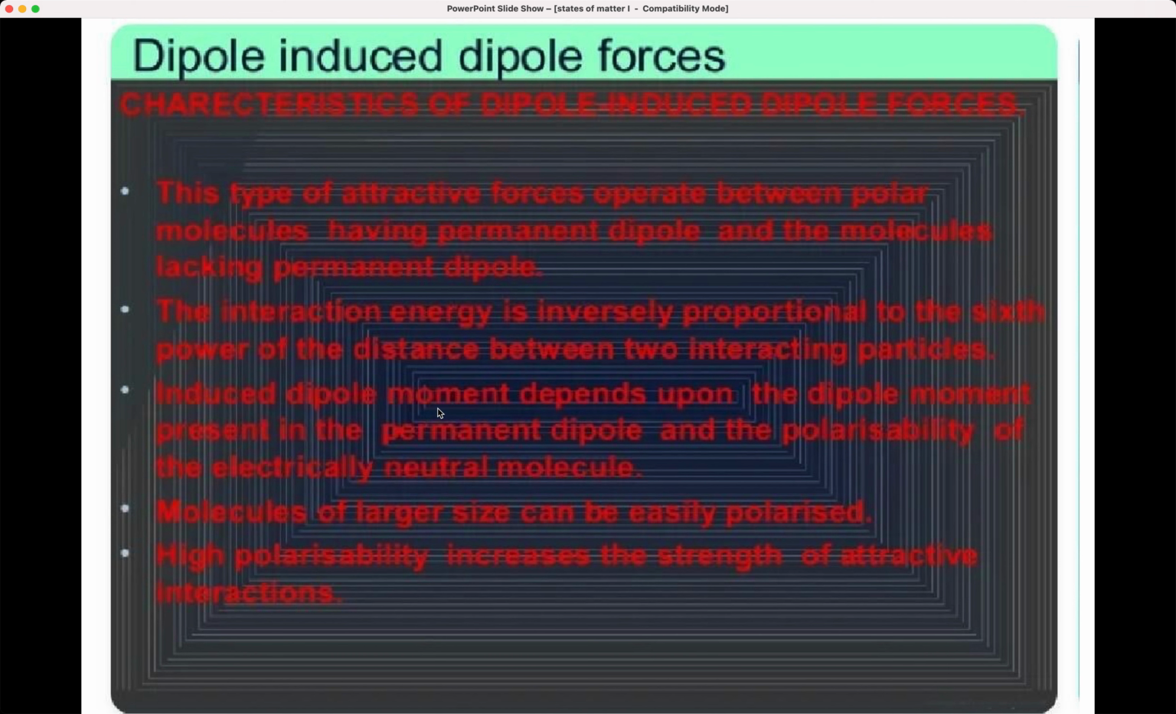Then the induced dipole moment always depends on the dipole moment present in the permanent dipole and the polarizability of the electrically neutral molecule. Molecules of large size can be easily polarized. High polarizability will increase the strength of attractive interactions. So remember these points for the important characteristics of dipole induced dipole forces.